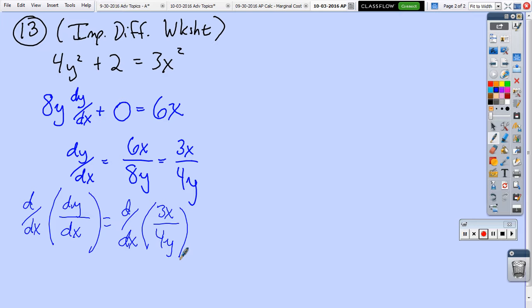So here you can see the notation that they use on the sheet. They have d squared y over dx squared.